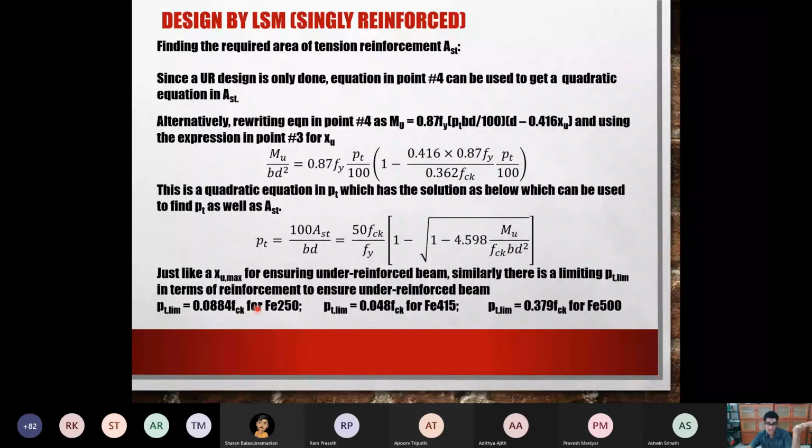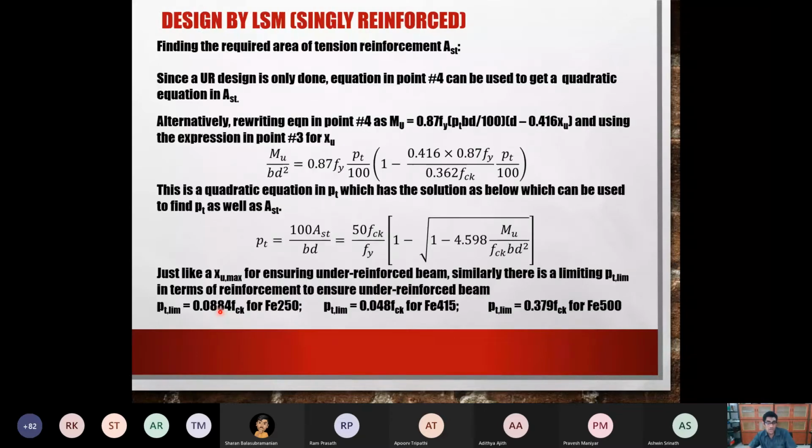It is given as, for Fe250, the limiting percentage of steel is 0.0884 fck. For Fe415, it is 0.048, and for Fe500, it is 0.0379. That's a zero missing over here, I'm sorry. Okay, fck. So when you do your design, once you estimate what is the percentage of steel that is required, just check with this limit and ensure that the steel which you have given is below that limit.